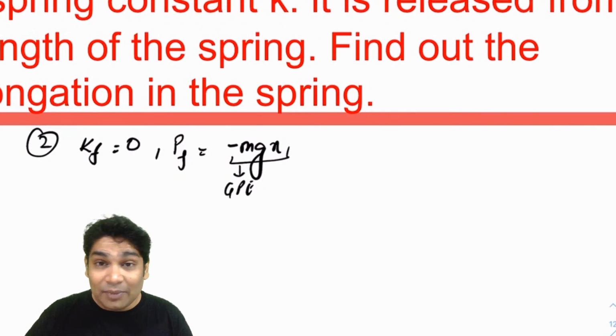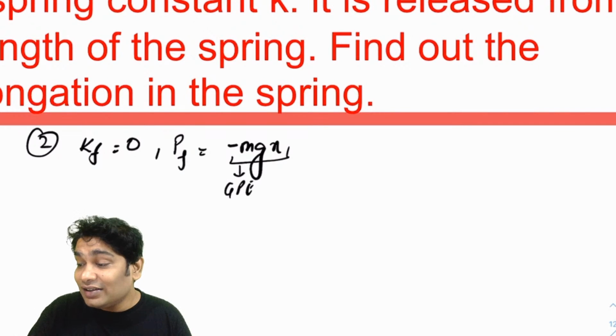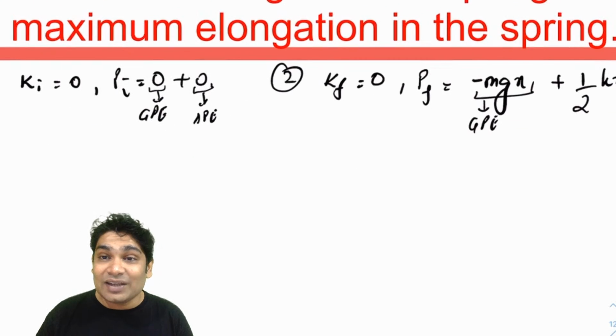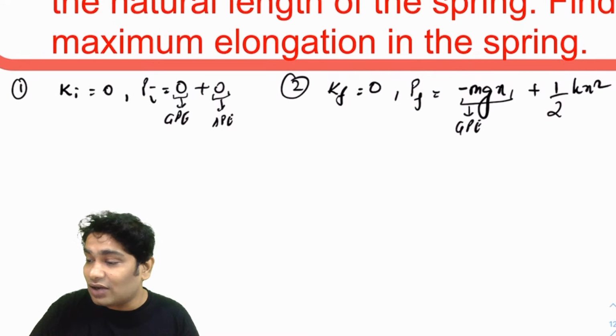So when I'm writing my potential energies, one, I wrote my gravitational potential energy, which is this. Then I need to write my spring potential energy, which will be half kx square. Now I can say, let's apply energy conservation. So applying energy conservation, what will I get?